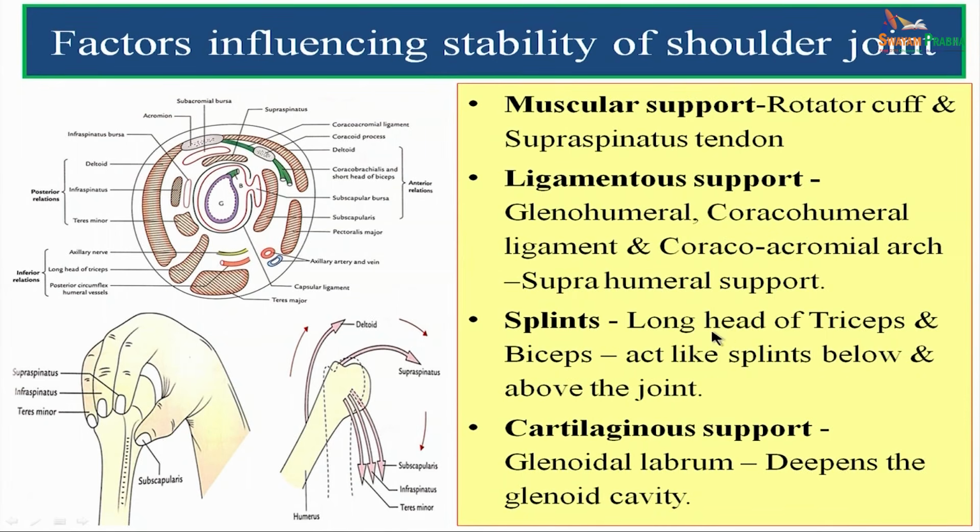The splints will be long head of triceps and the long head of biceps, which act like splints below and above the joint respectively. Cartilaginous support is offered by glenoidal labrum, which is a fibrocartilaginous ribbon that helps to deepen the glenoid cavity.